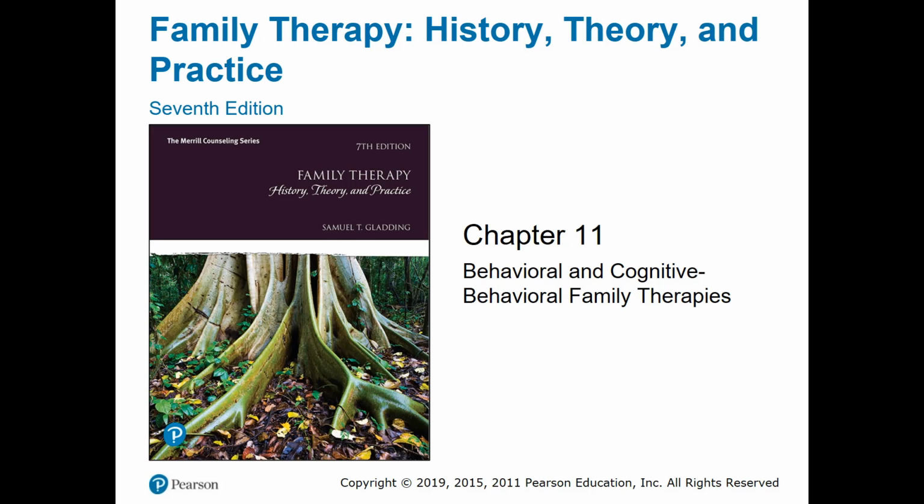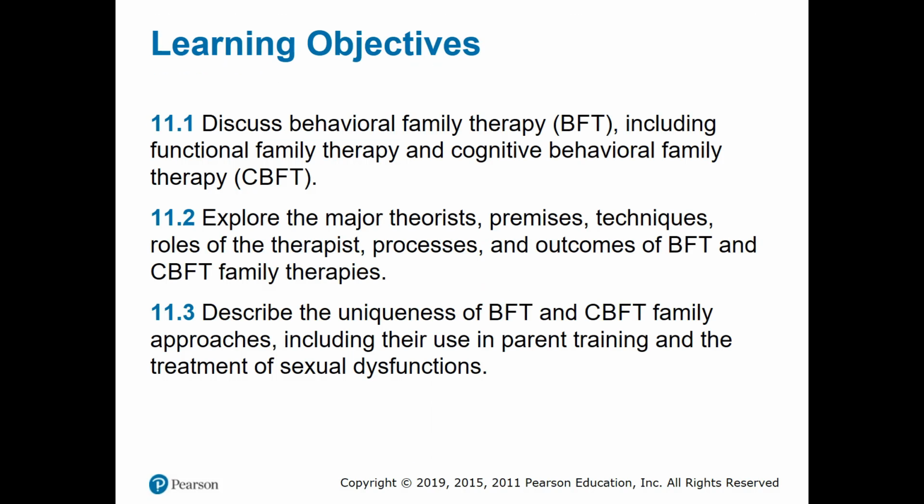Chapter 11 looks at behavioral and cognitive behavioral approaches to family therapy. So some of the objectives are discussing behavioral family therapy, including functional family therapy and cognitive behavioral family therapy, exploring the major theorists, premises, techniques, roles of the therapist, processes, and outcomes of behavioral family therapy and cognitive behavioral family therapy, describing the uniqueness of behavioral family therapy and cognitive behavioral family therapy approaches, including their use in parent training and the treatment of sexual dysfunctions. These are very common approaches to therapy, both for individuals and for families.